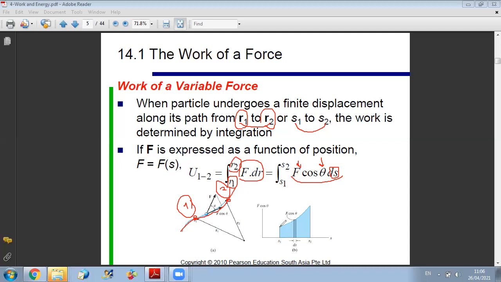Or also we can use graphical interpretation. So if you have the graph, here you have the presentation of F cosine theta as a function of s. You can define the work as the area under the curve, because by definition, the integral of a function with respect to a certain variable represents the area formed between the function, the curved line, and the axis. Okay, so graphically, the work is the area under the F cosine theta curve, as a function of the displacement s. Any question until here?